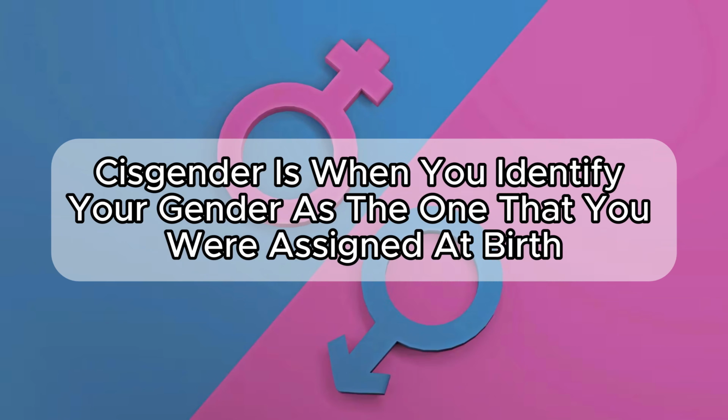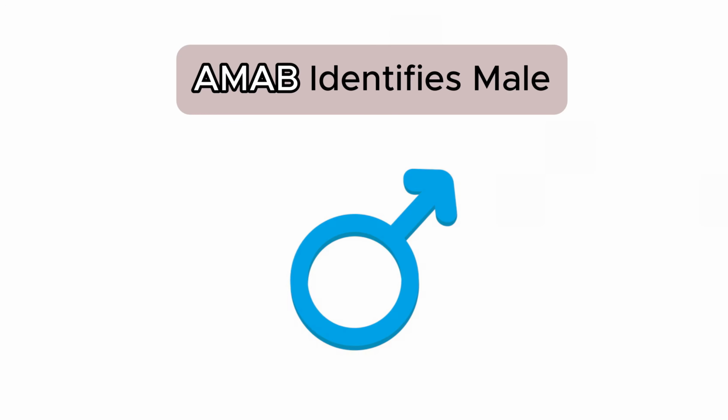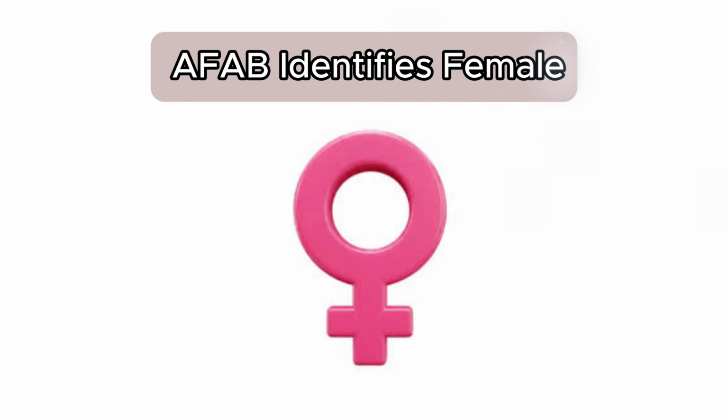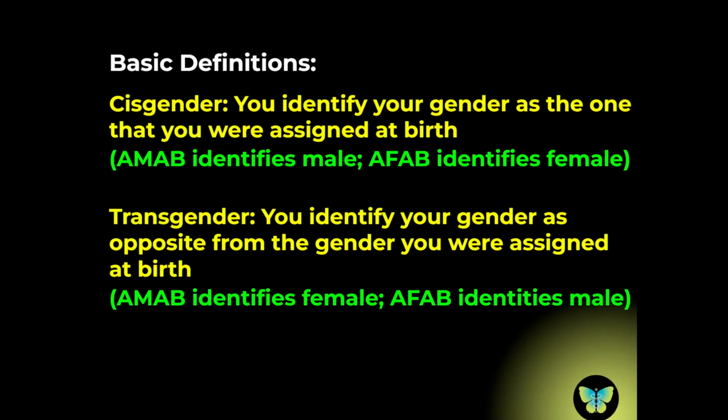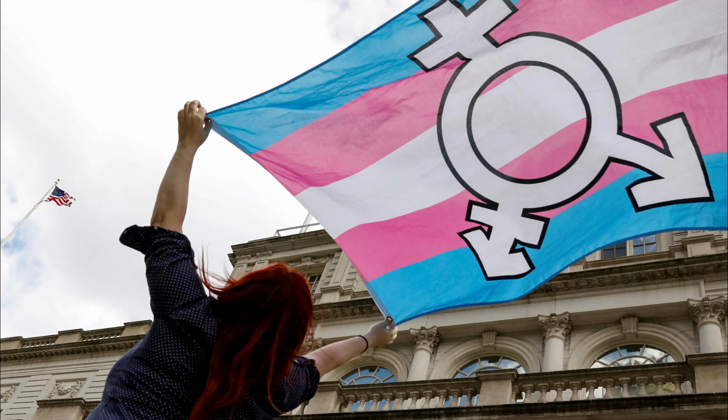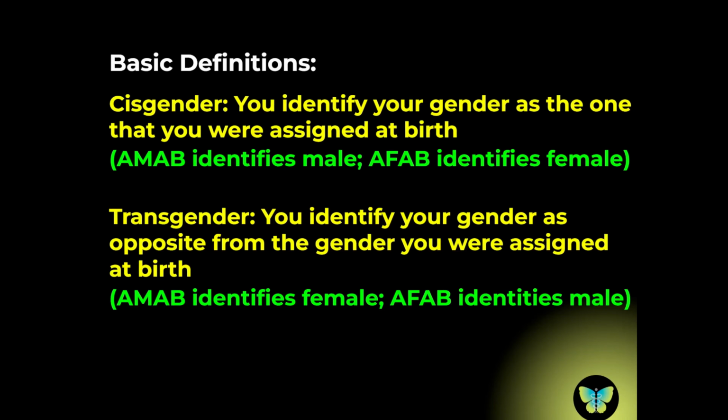So cisgender is when you identify your gender as the one that you were assigned at birth. So an AMAB identifies male and an AFAB identifies female. So I was assigned female at birth and I identify female, making me cisgender. Now you are transgender if you identify your gender as opposite from the gender you were assigned at birth. So an AMAB identifies as female and an assigned female, AFAB, identifies male.